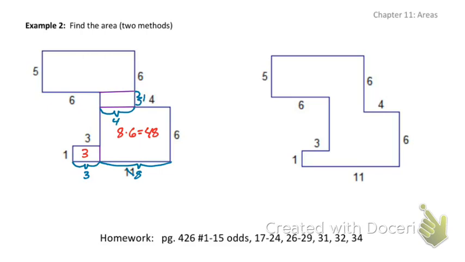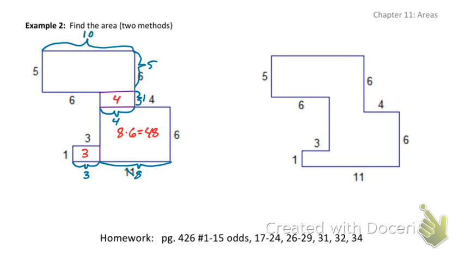Wait, how do we know that's 1? Oh, we know it's 1 because of this 6. Well, if we go across, this 5 has to go all the way across, so that must be 5. All right, so that's 4 times 1, which is just 4. And that top rectangle is going to be 5 times what? It would be 10.